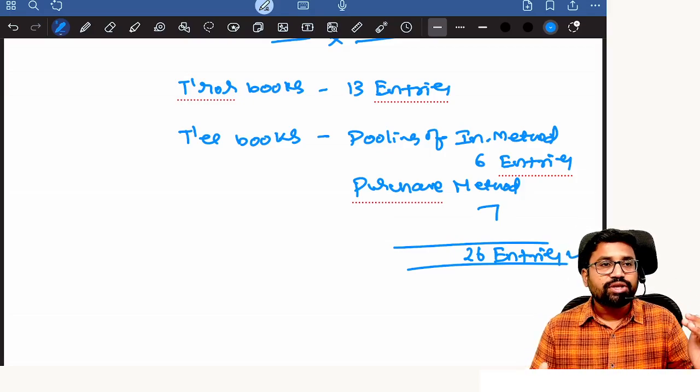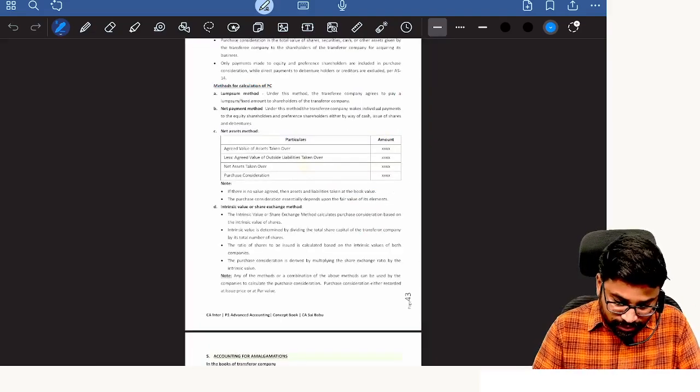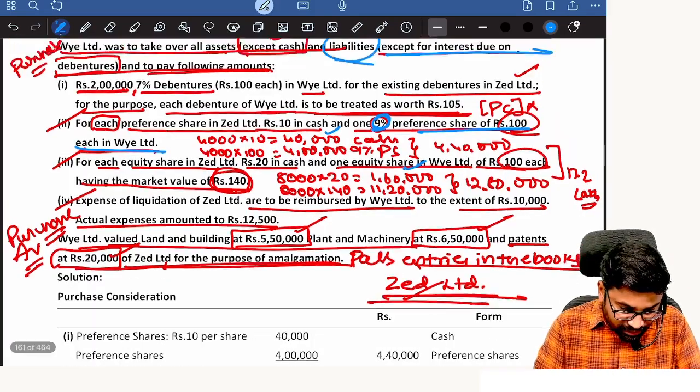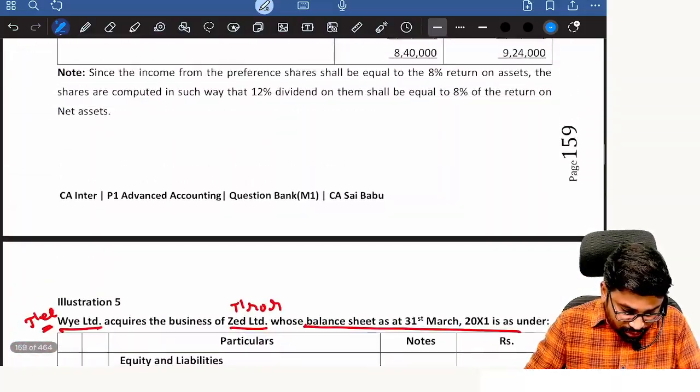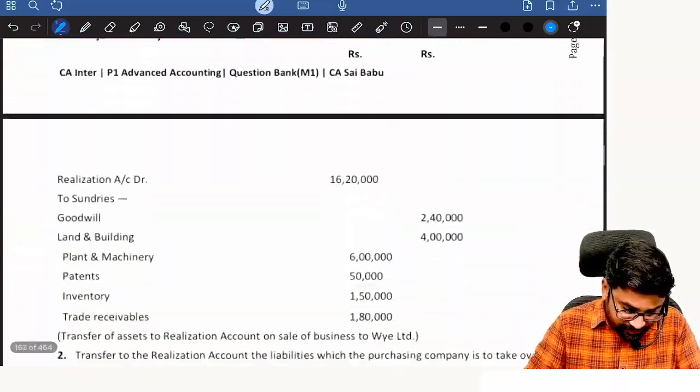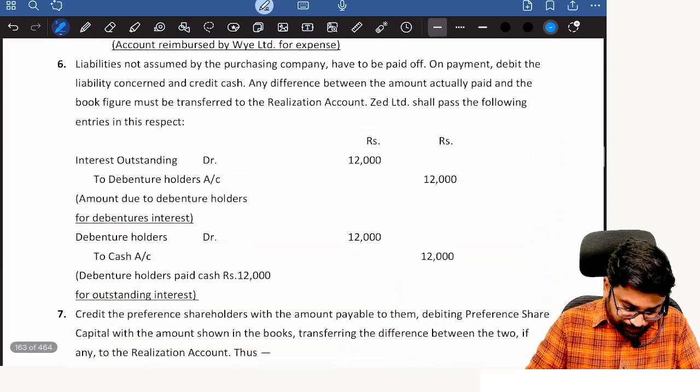Now let us solve the remaining questions. Okay. Today is about solving the questions. We already solved question number 5 in the last class. Transferor books.